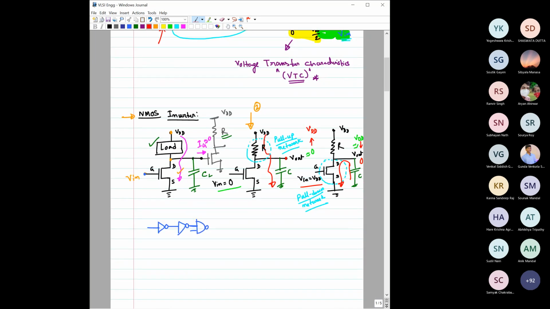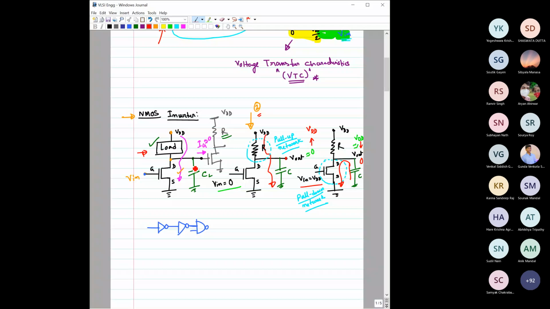Then we discussed one basic NMOS inverter. It is a generalized diagram where you have a load here and below it an NMOS. If you have to replace this load with something simple, at first what comes to mind is probably a resistance. So replace this load with a resistance, and that's how you get the second diagram.